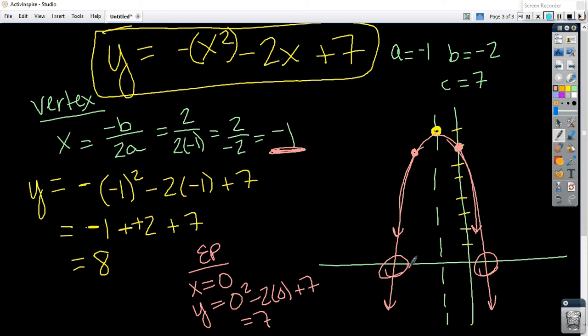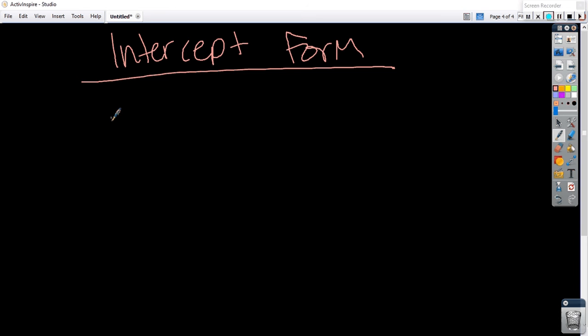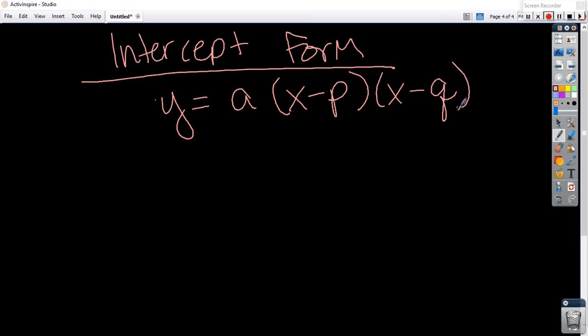Intercept form is really just factored form. I'm going to give it to you with the variables so that you can see. If you think about it, it makes sense, okay? A out front is the GCF that you took out before you started factoring. Here's your factored form. Factored form is what we use to solve, right? Didn't we say we use that to solve once we factor it?